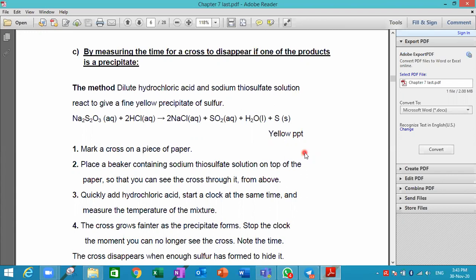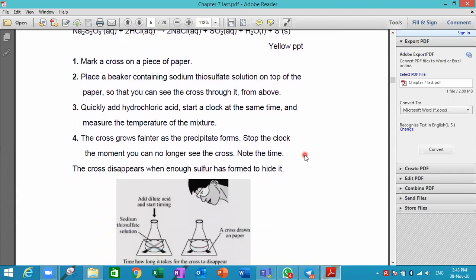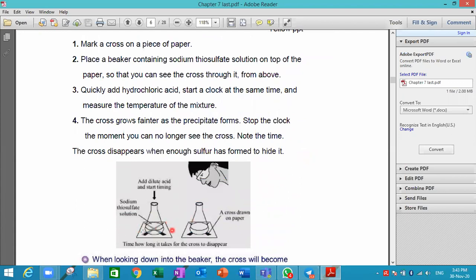Now, here we are going to get a piece of paper and draw a cross on this piece of paper. And then we are going to place a conical flask on this cross and look from up here. At the beginning, we are going to add the hydrochloric acid, and then we are going to add the sodium thiosulfate solution. The hydrochloric acid has a certain concentration, for example, 1 mole per decimeter cube. And we are going to add sodium thiosulfate solution.